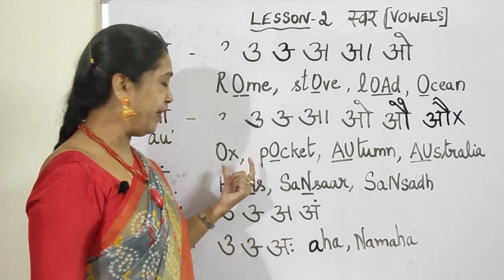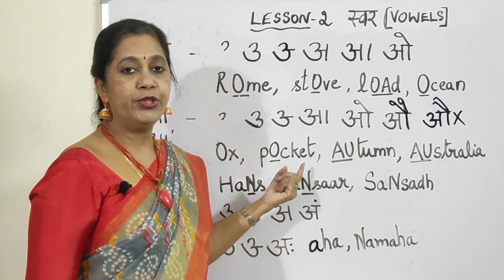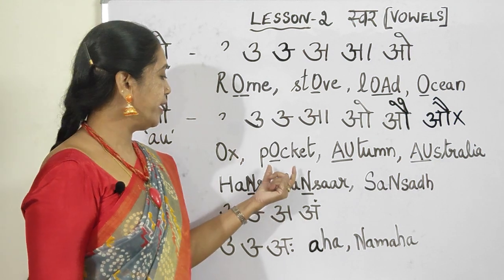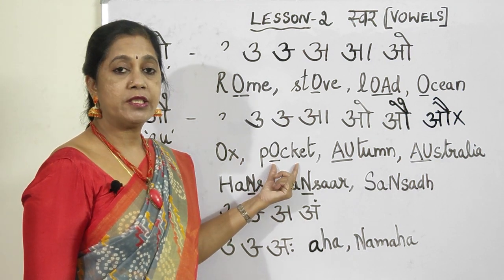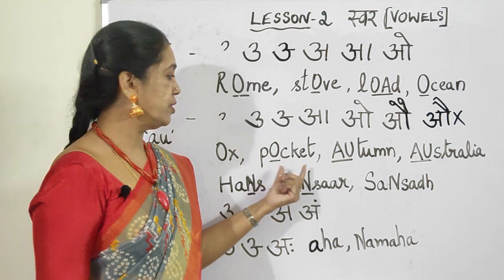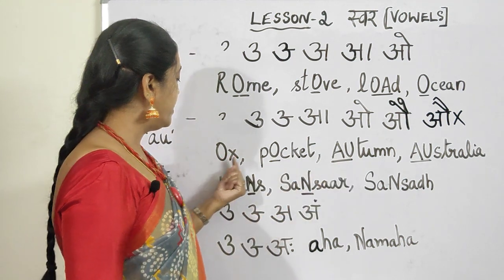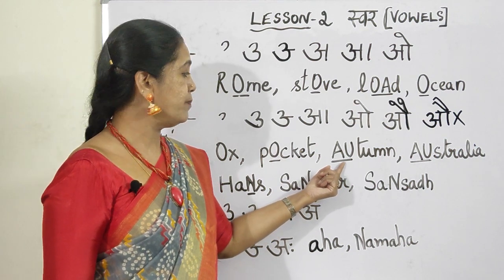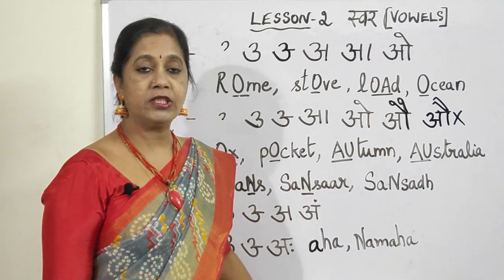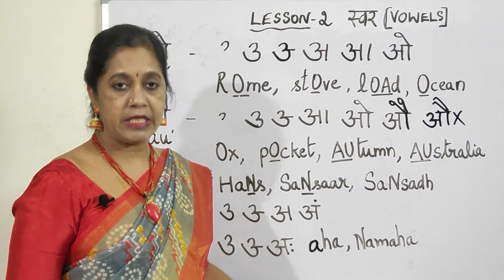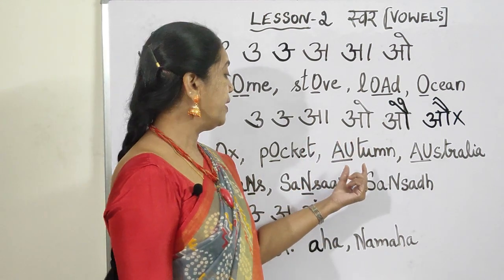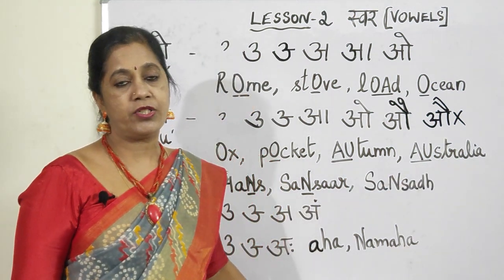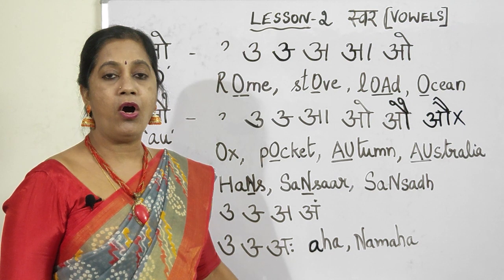The next one, if you are finding it difficult to pronounce this, see this. You don't say packet. Packet is different from pocket. This is pocket. Now see here, these are O, but you see here AU is given, but still it gives the same sound. Autumn, the season, right? Spring, autumn. And see here, this is not Australia, but it is Australia.